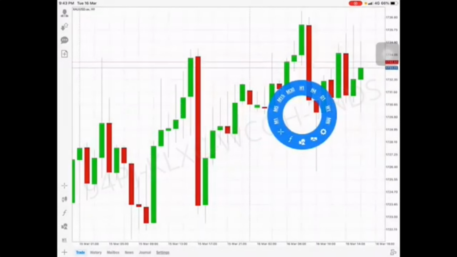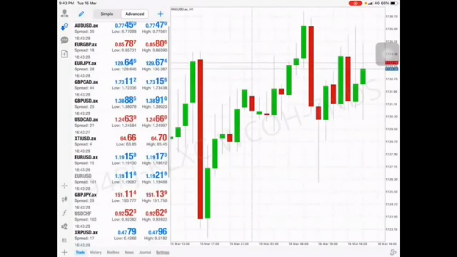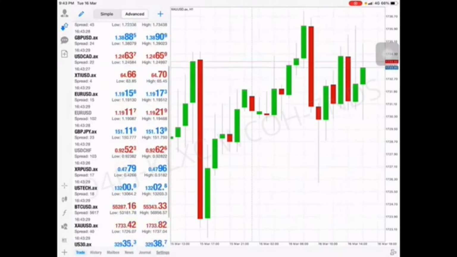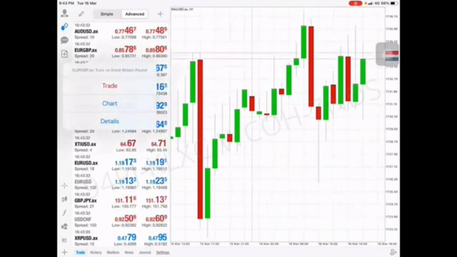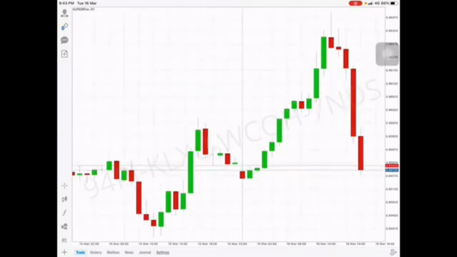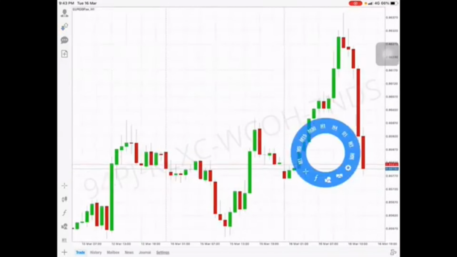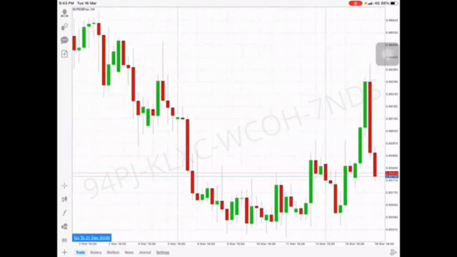Now let's see another pair if we can find. Okay, what pair do you trade? What other pair do you want to see? GBP USD or whatever USD. Never mind. Okay, so I'll just pick randomly, okay? Okay, so I'm going to take on the EG. Okay, so let's see if we can go to H4.